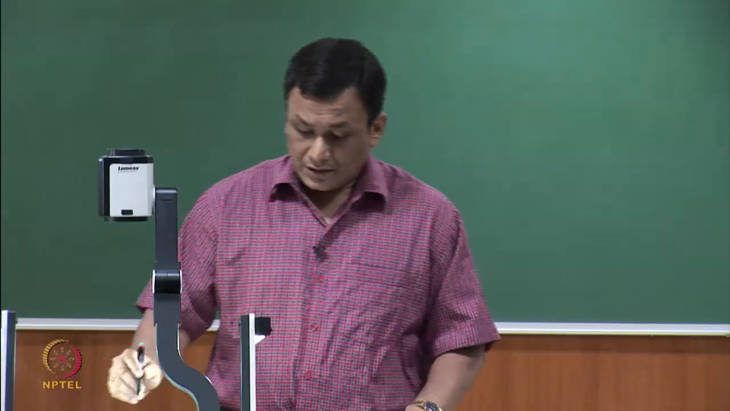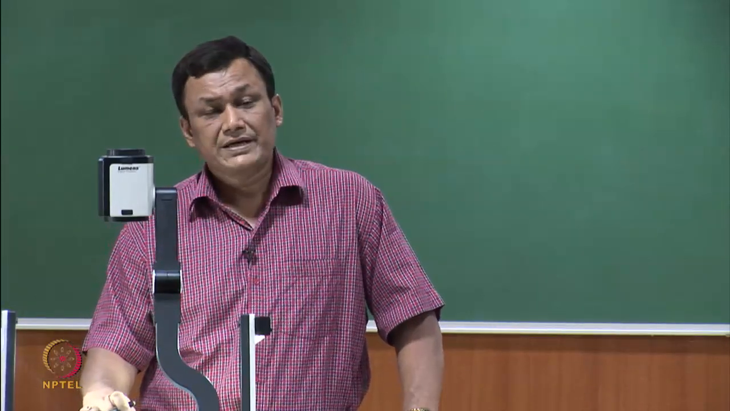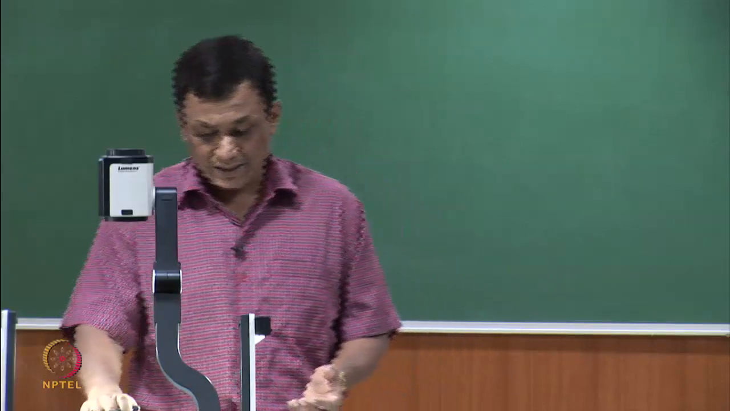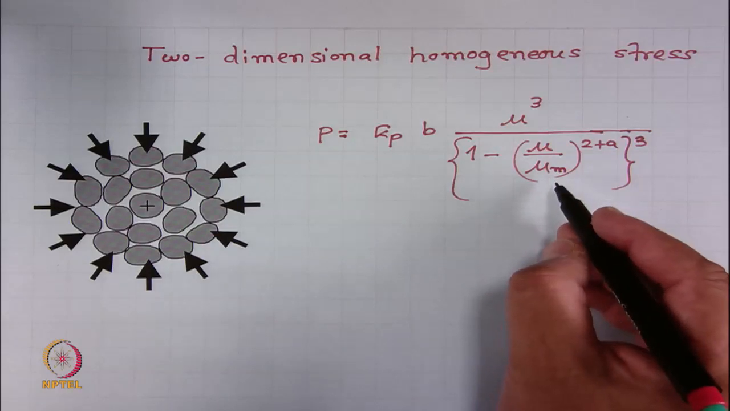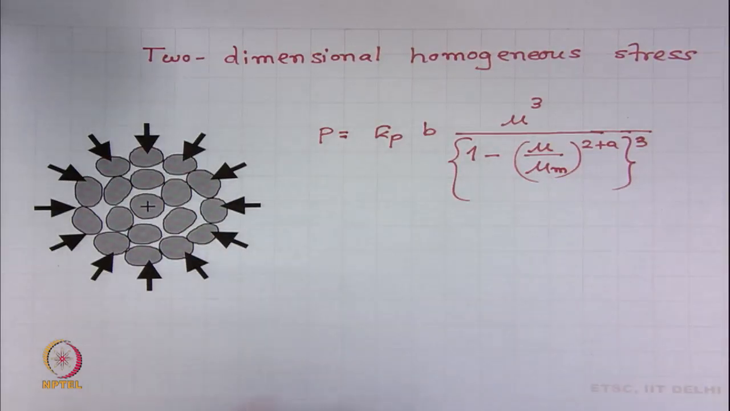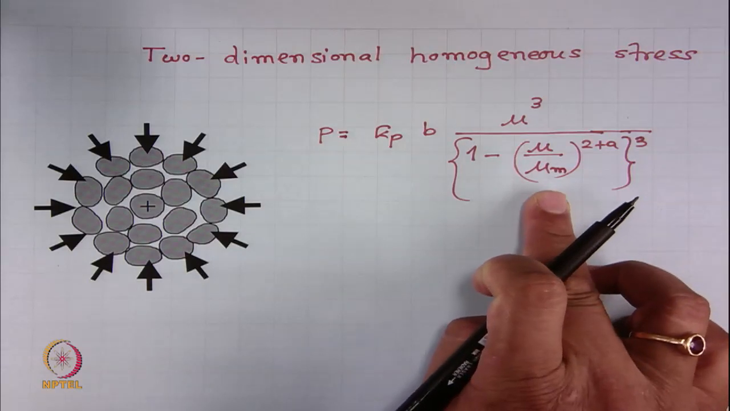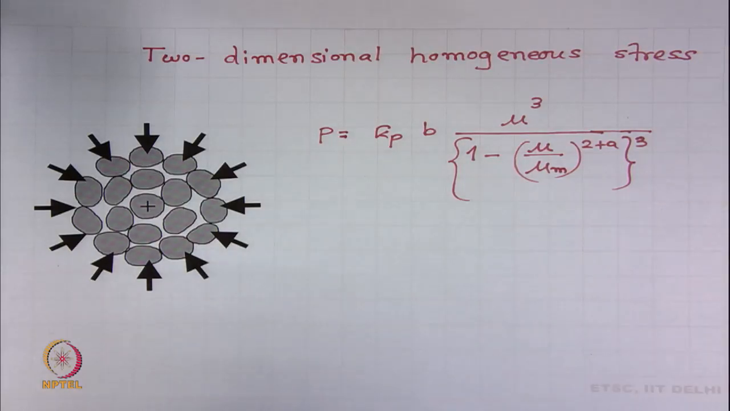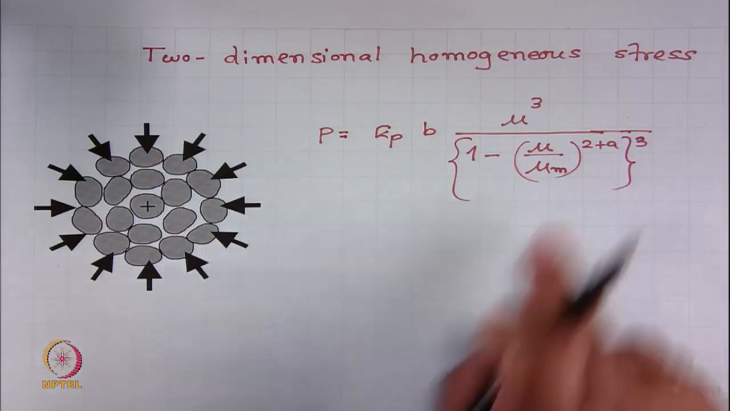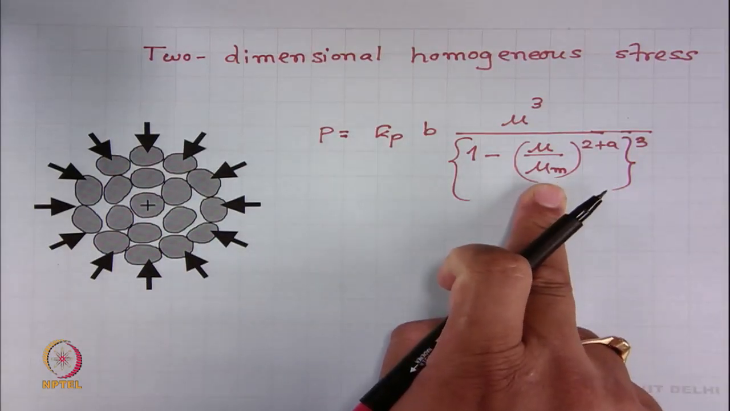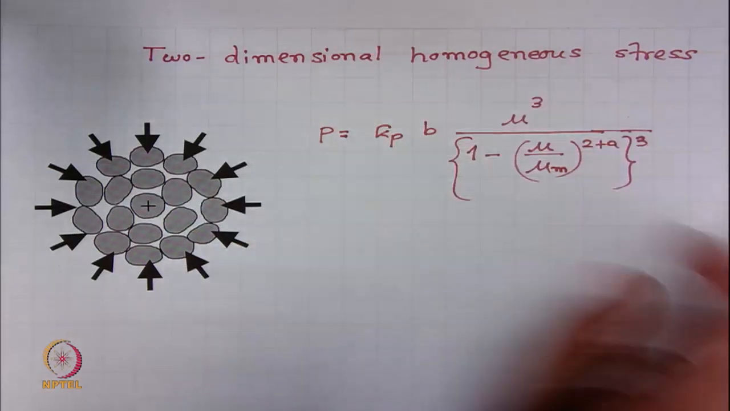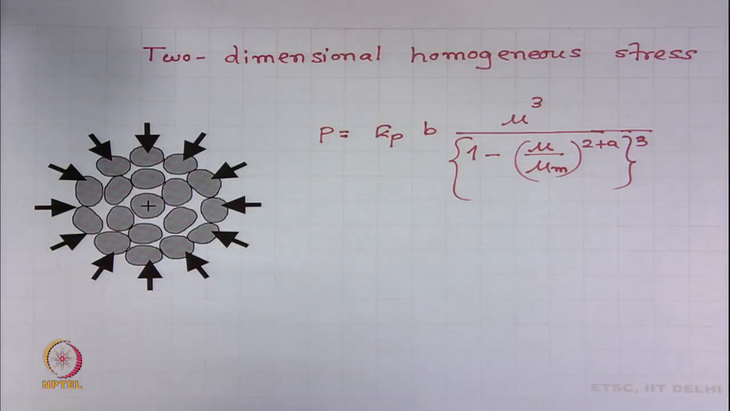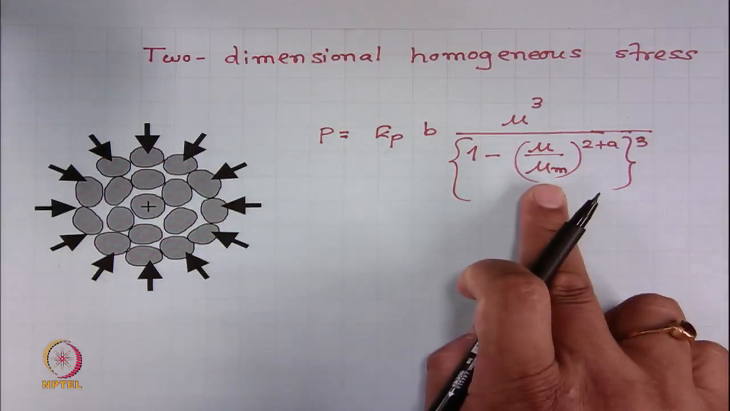So, P is K times P, it is basically a coefficient, B is another coefficient, mu is packing density, mu m is the maximum packing density. Typically in yarn, mu m is considered to be 0.8, practically we have seen this. So, mu m is considered to be 0.8 and A is found to be 1. So, this relationship we can later on think about that, mu m is 0.8 and A is 1.